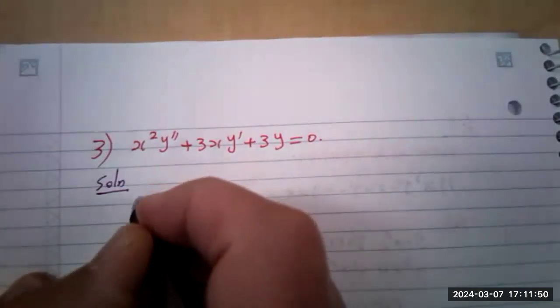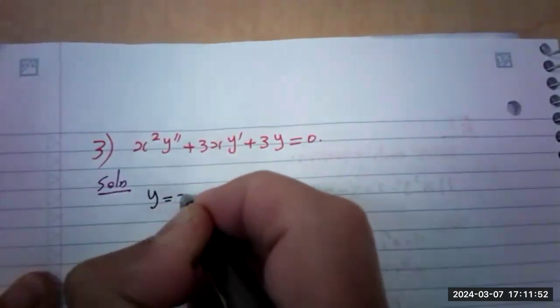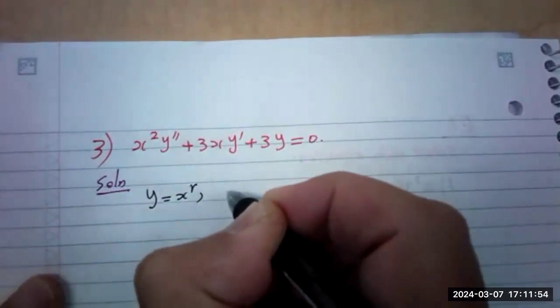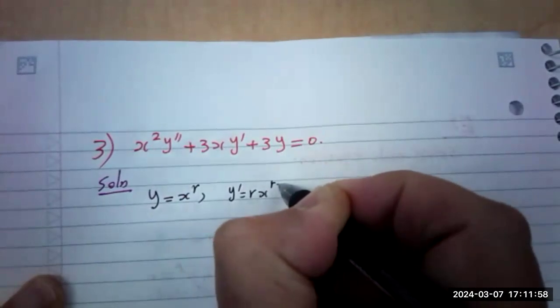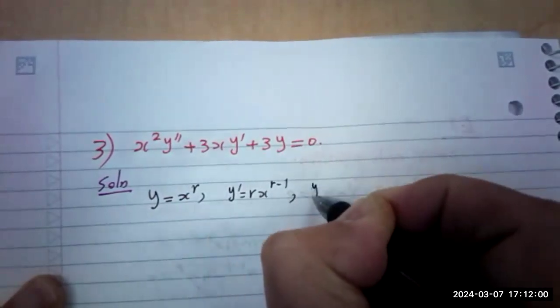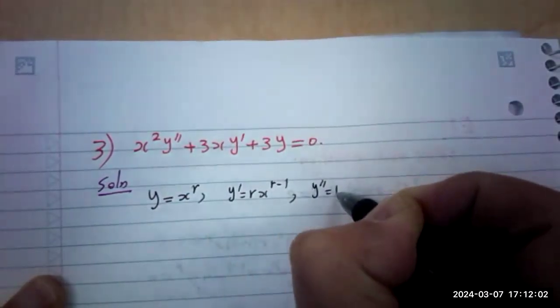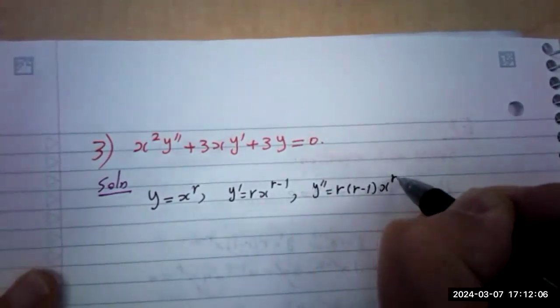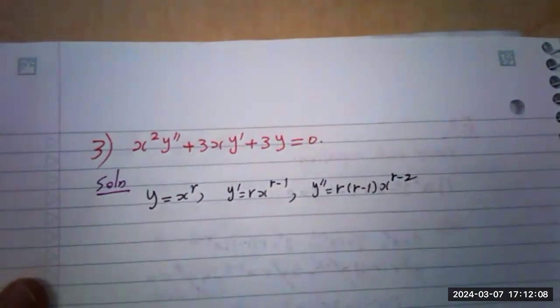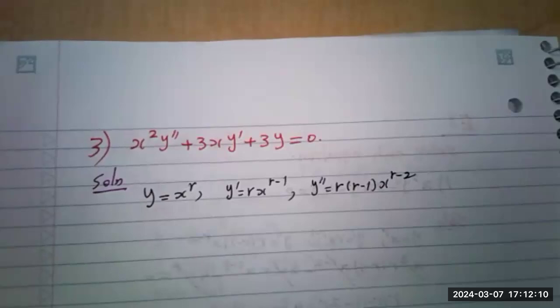The possible solutions are y equal to x to the r, y prime is r x to the r minus 1, and y double prime is r times (r minus 1) x to the r minus 2. Drop it into the equation, then remove those x's and get your characteristic equation.